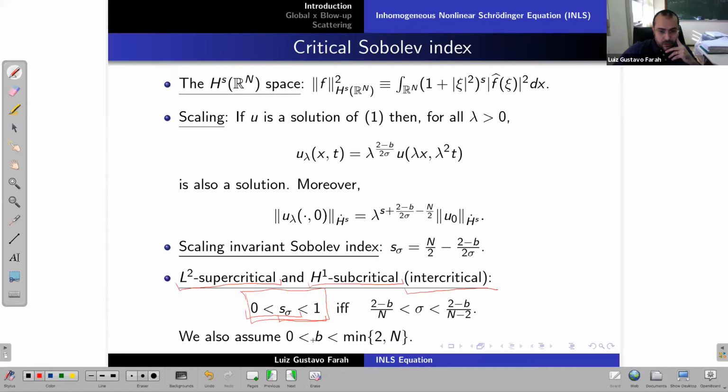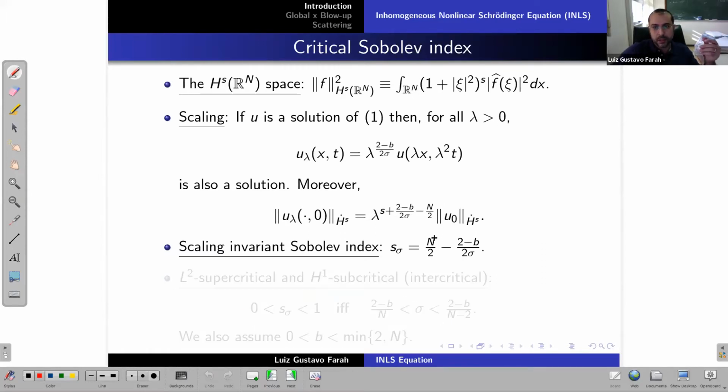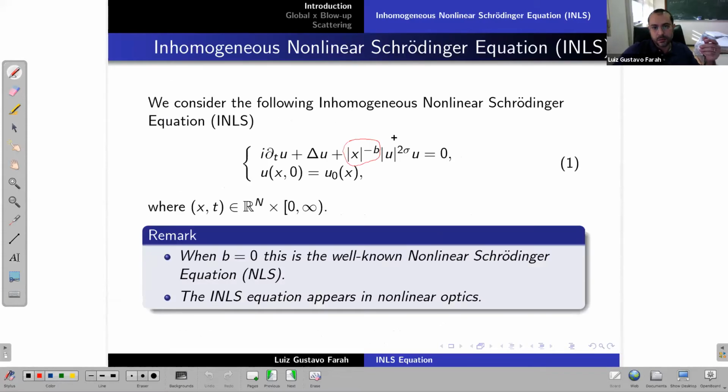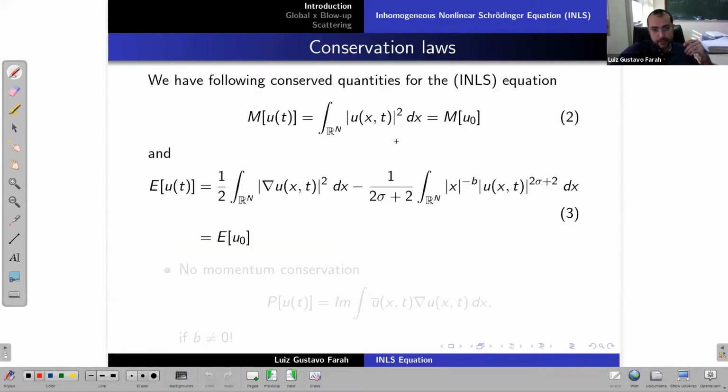We also assume, for technical reasons, that b is less than the minimum between 2 and n. Of course, we don't want b to be very large, because if b is bigger than 2, then we have negative values here, and we don't want this sigma to be negative. Sigma is the power in the nonlinearity here. So this is the point. Okay, very good.